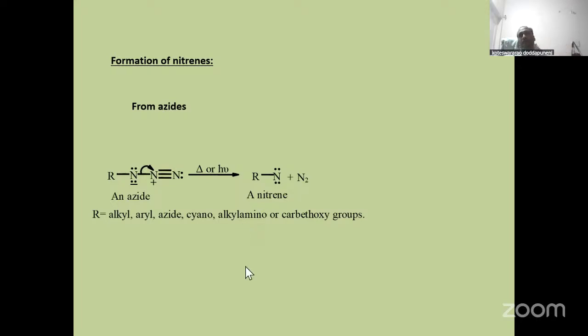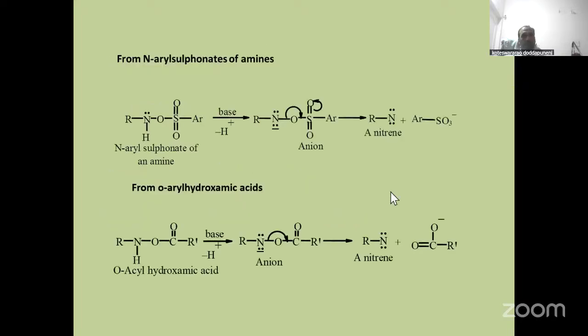or carbethoxy groups. From N-aryl sulfonates of amines: the N-aryl sulfonate of an amine is treated with base, which eliminates one proton from the nitrogen, leading to the formation of a negative charge on the nitrogen. This nitrogen then undergoes cleavage of the nitrogen-oxygen bond, that means heterolytic cleavage. The nitrogen-oxygen bond pair is completely taken by the oxygen. Then it leads to formation of aryl sulfonic acid along with the nitrene.